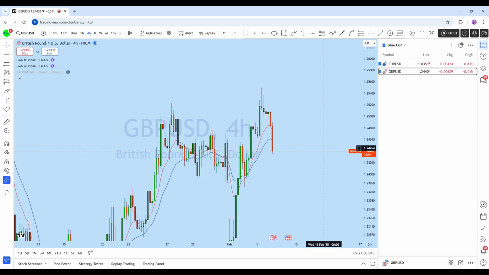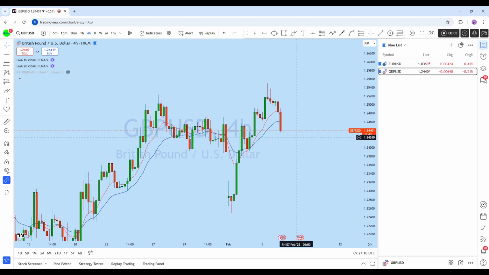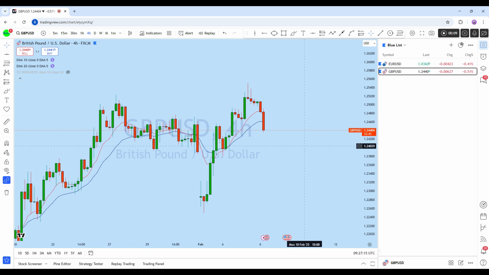Hello trader, this is a complete multi-time frame analysis on British pound US dollar. Let's see what kind of trading opportunity we have in GBPUSD and EURUSD. Both of these instruments currently show significant trading opportunity.